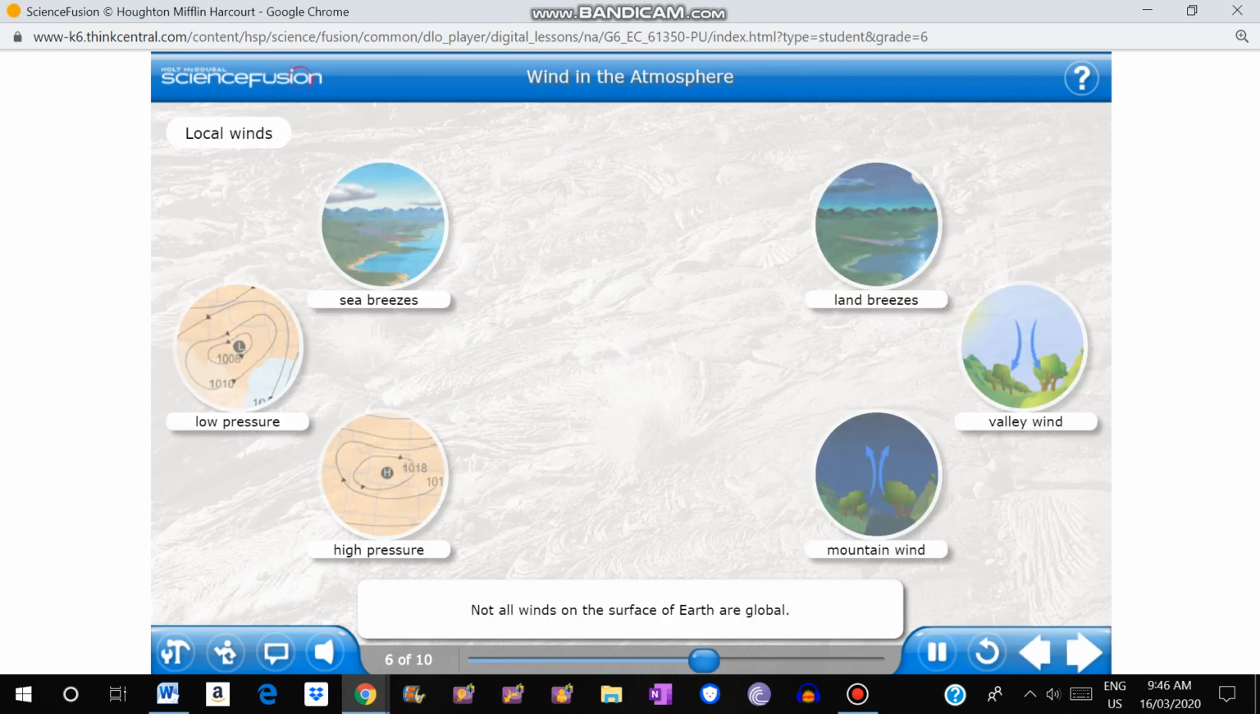Not all winds on the surface of Earth are global. Local winds are winds that move short distances and vary in their direction. Local winds are caused by differences in air pressure arising from the presence of landforms and bodies of water. Click each picture to find out more about local winds.